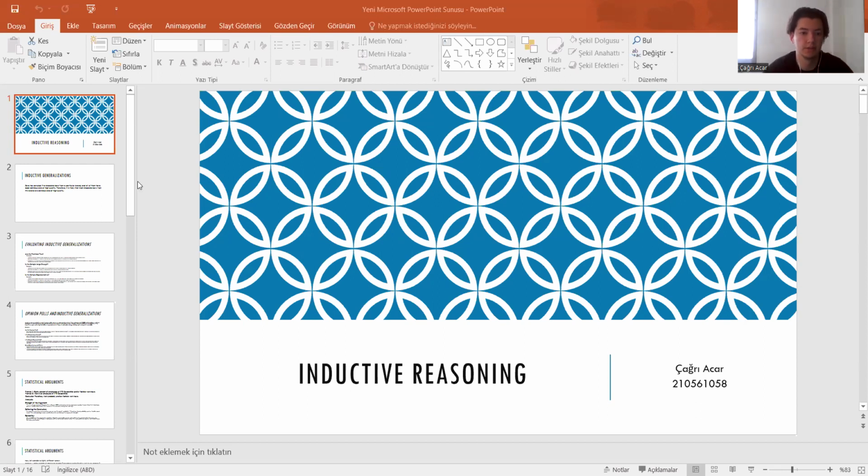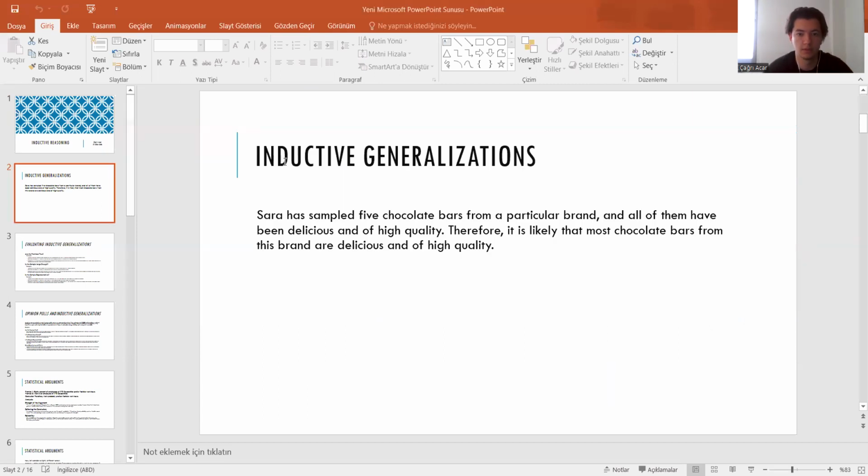Let's get started with the first title, inductive generalizations. This part discusses inductive generalizations, a type of argument that uses characteristics of a sample population to make claims about a larger population. It provides examples to illustrate how such arguments work and emphasizes the importance of ensuring that the conclusion does not overstate the evidence provided by the premises.